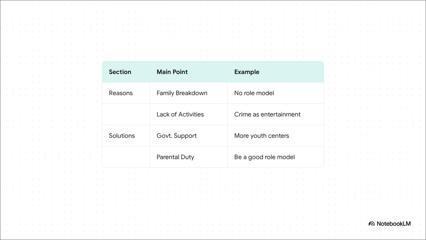And a plan doesn't have to be some huge, complicated thing. Look at this. For an essay on teenage crime, you can just jot down your main points for each section, the reasons, the solutions, along with a quick example. Now, when you start writing, you're not scrambling for ideas. You've already got your roadmap. All you have to do is drive.